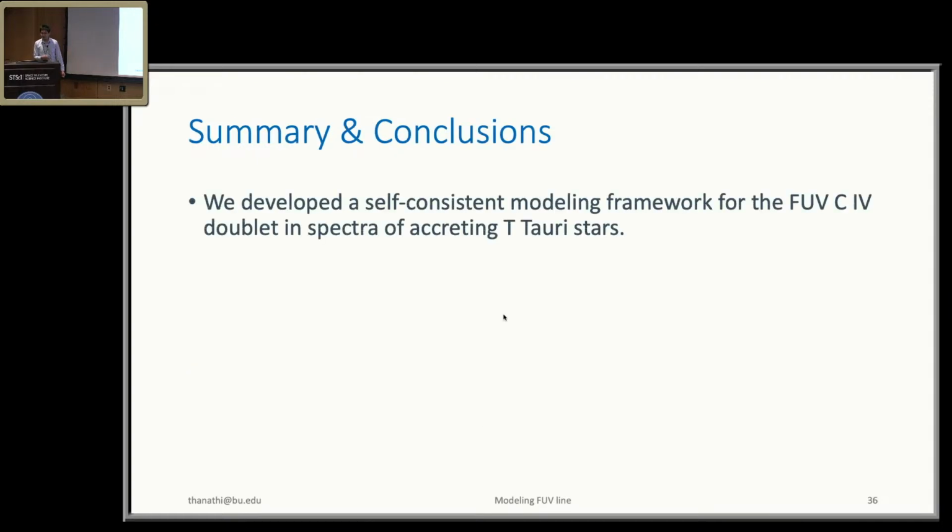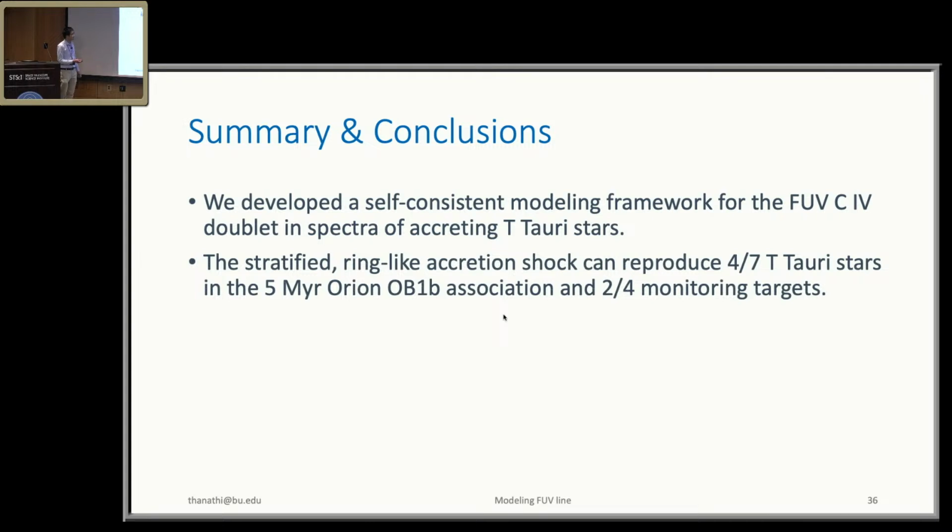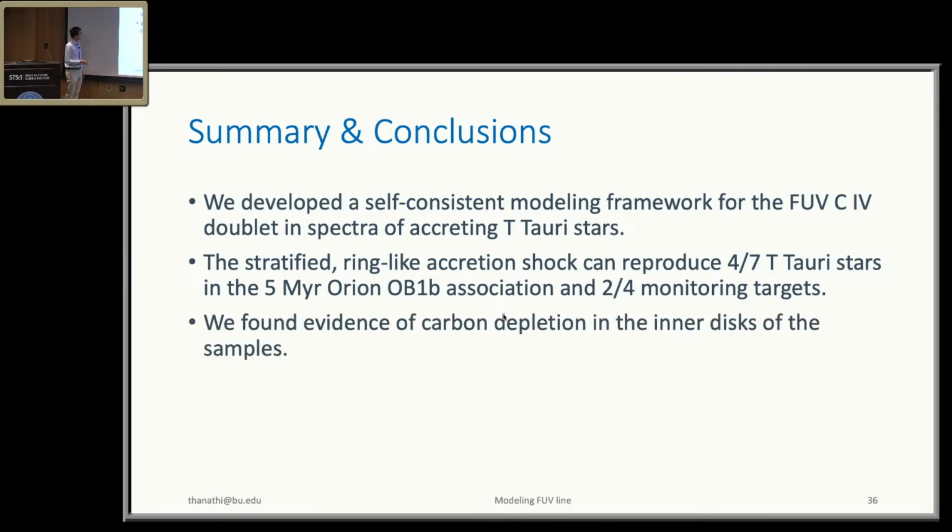So just to summarize, we have a self-consistent modeling framework to model the carbon IV line, the carbon IV doublet in T Tauri stars. This ring-like shock can reproduce about half of what we have looked at so far. And in all of this, we see some evidence of carbon depletion. The level of actual depletion may be debatable, but everything is carbon depleted.